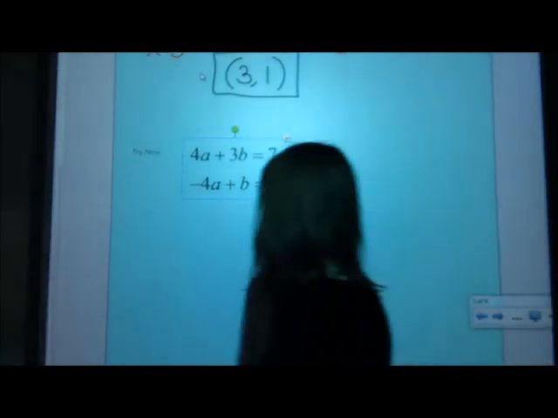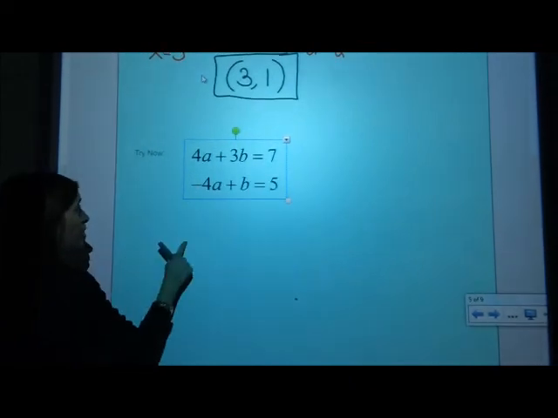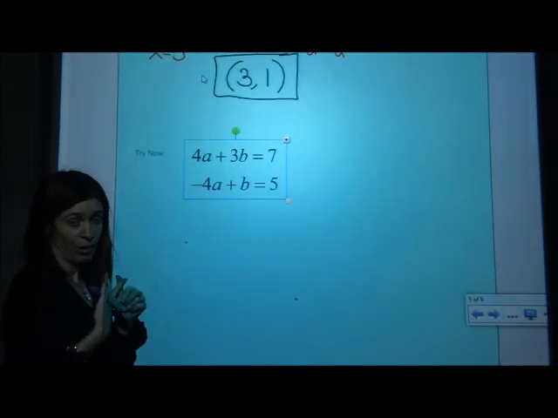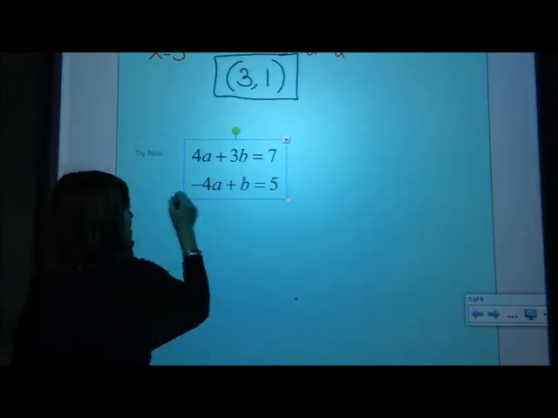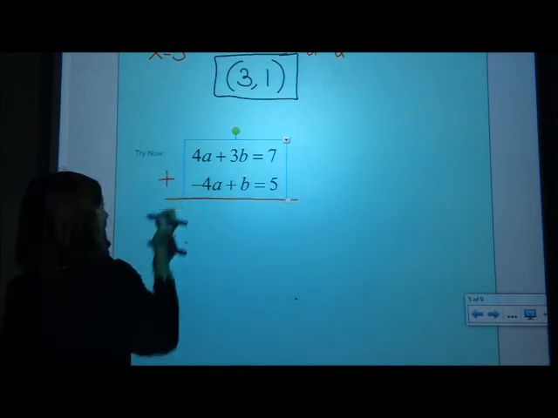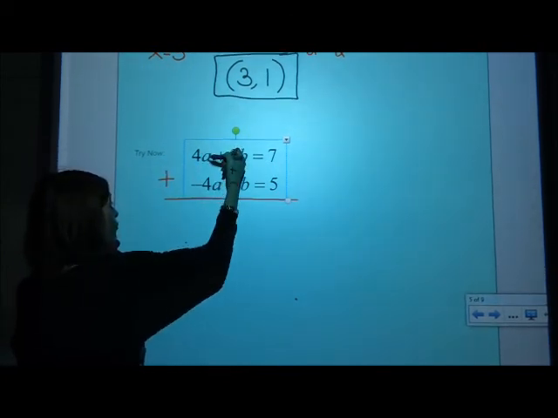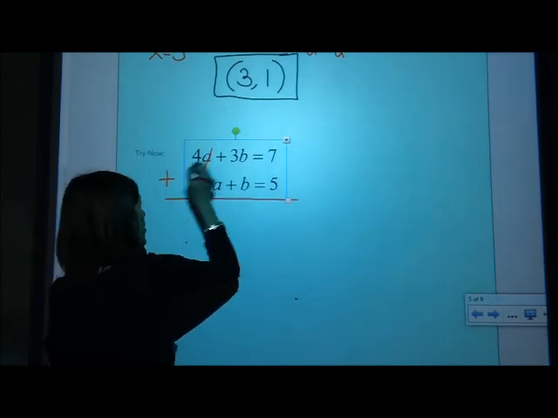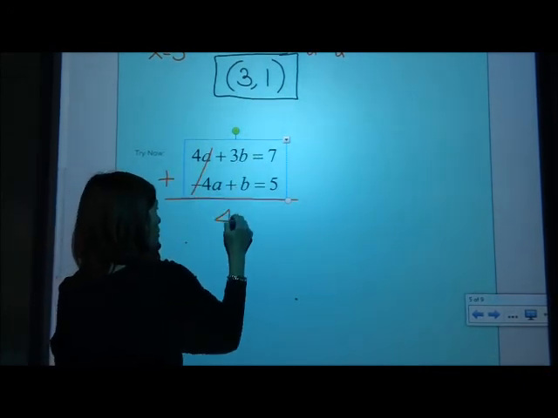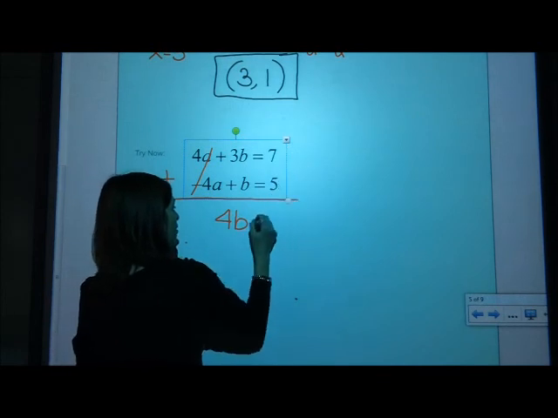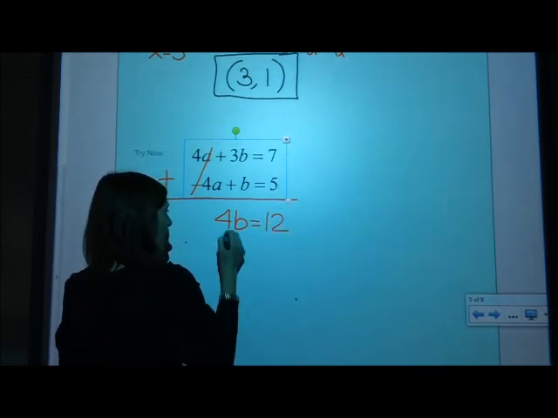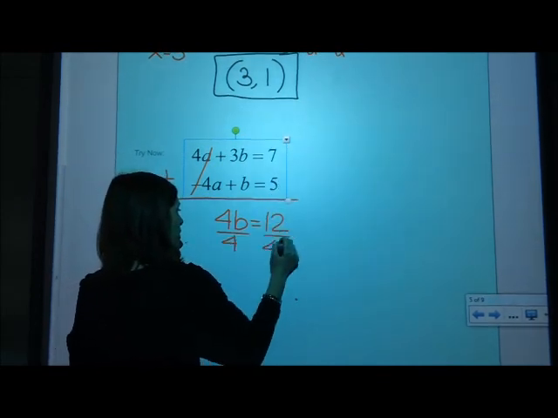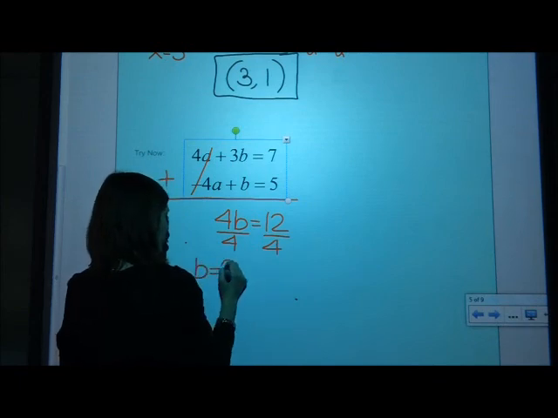All right, I look at it. In this case, the a term has the same coefficient and opposite signs. That means I can just use addition. I add the equations together. 4a minus 4a gives me 0. It gets eliminated. 3b plus 1b gives me 4b. 7 plus 5 gives me 12. I divide by 4, so then b equals 3.